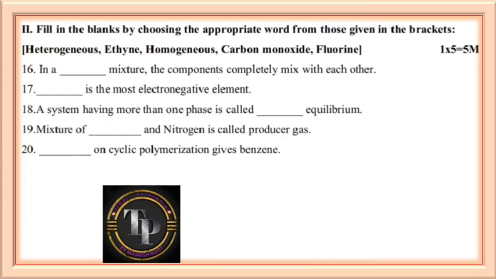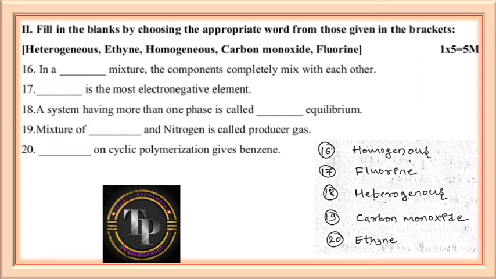And last one, ethyne, remaining is only ethyne. Ethyne on cyclic polymerization gives benzene. So the answers are 16th homogeneous, 17th fluorine, 18th heterogeneous, 19th carbon monoxide, 20th ethyne.